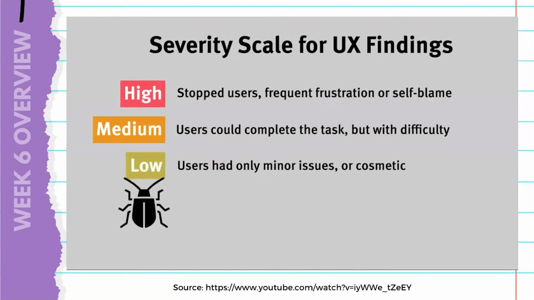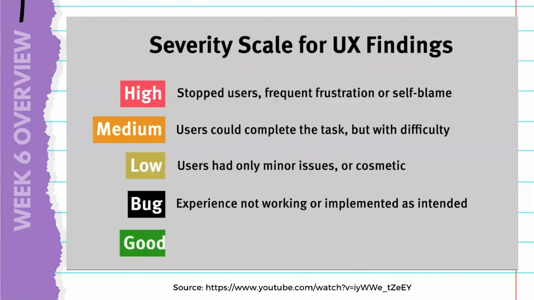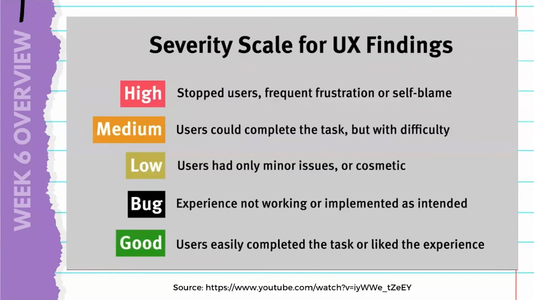Then there are bugs. Now, not the creepy crawly kind. This is for when something is not working as intended. High severity may be true from a user experience perspective, but that's a bit unfair to your colleagues. They didn't want it to work that way either. So give them the benefit of the doubt and collaborate with them on documenting and fixing these bugs. Finally, there's good, for findings that aren't problems at all. Use this rating when something appears to be consistently beneficial, helpful, or successful with users.